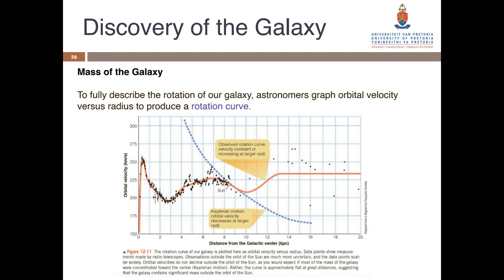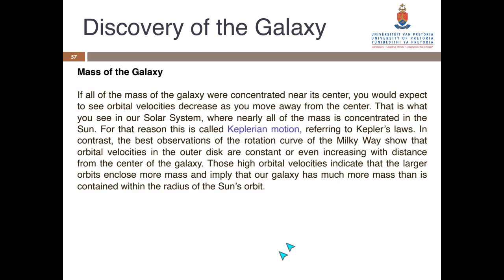Rather, the curve is approximately flat at great distances, suggesting that a galaxy contains significant mass outside the orbit of the Sun. If all of the mass in a galaxy were concentrated near its center, you would expect to see orbital velocities decrease as you move away from the center. That is what you see in our solar system, where nearly all of the mass is concentrated in the Sun. For that reason, it is called Keplerian motion, referring to Kepler's laws.